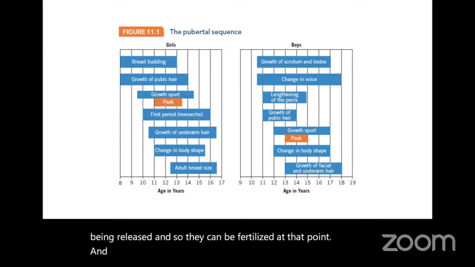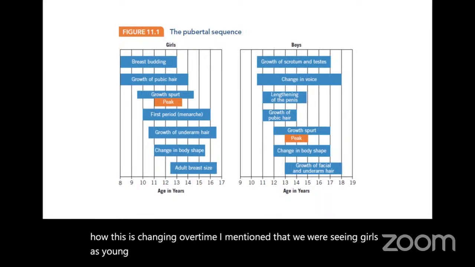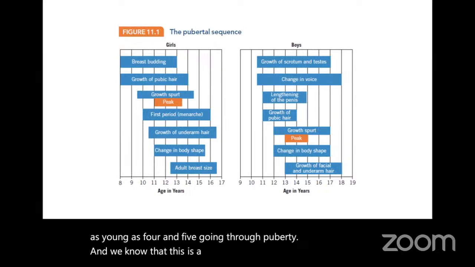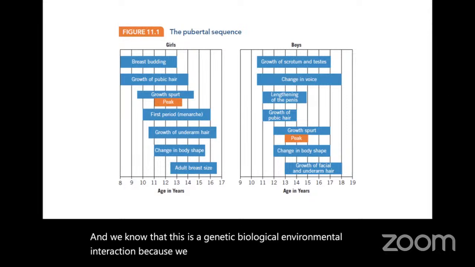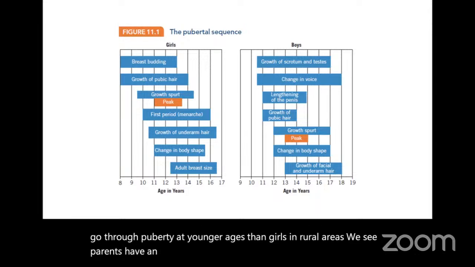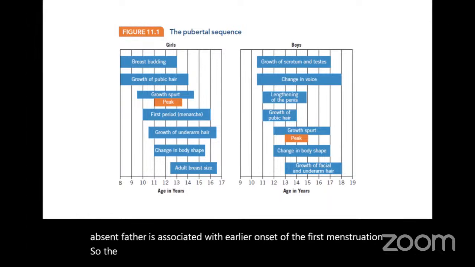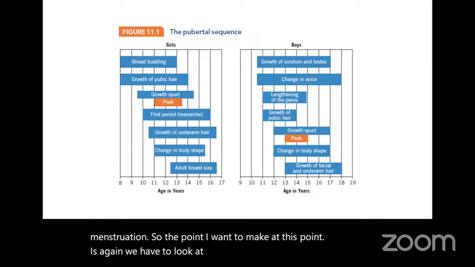And I think at the beginning of the course, we've talked about how this is changing over time. I mentioned that we're seeing girls as young as 4 and 5 going through puberty. And we know that this is a genetic, biological, environmental interaction, because we see, for example, young girls in urban areas go through puberty at younger ages than girls in rural areas. We see parents have an influence. So an emotionally distant mother or an absent father is associated with earlier onset of the first menstruation. So the point I want to make is, again, we have to look at how family dynamics go into these types of happenings, okay?